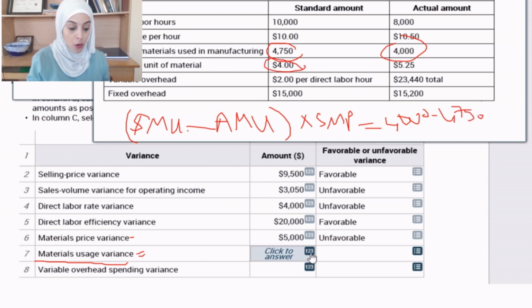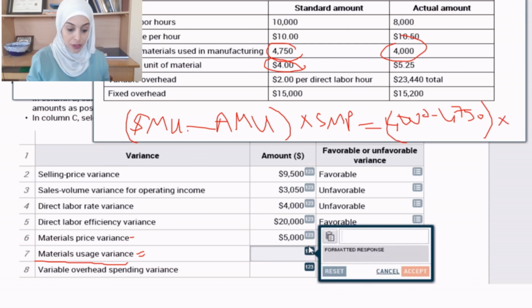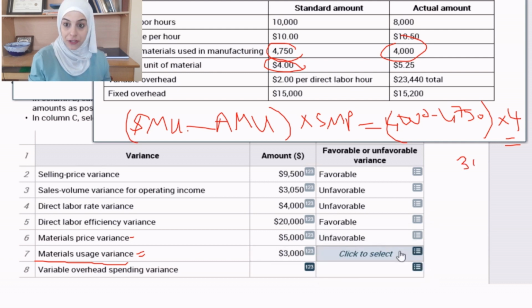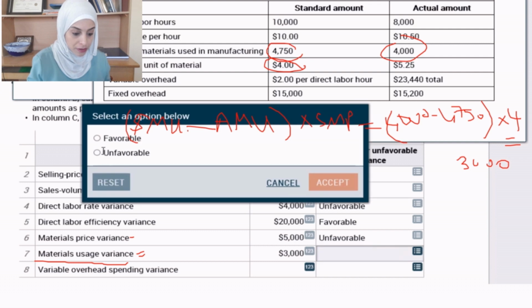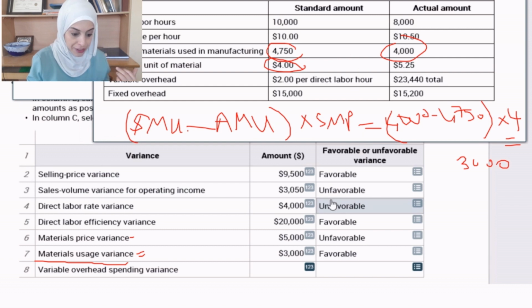And was it favorable or unfavorable? Yes, it was favorable because the actual units of material used was less than the standard, which is better. Okay, so we could just come here to the cells, click the cell and put 3,000, and it will be formatted automatically. And here we're going to choose favorable, and that's it for this question.